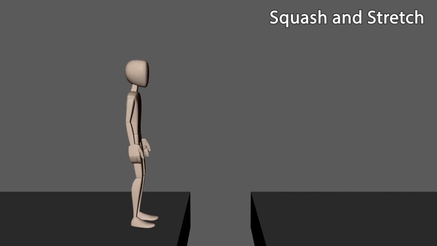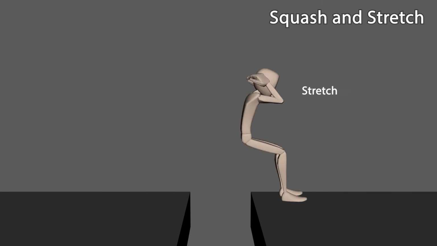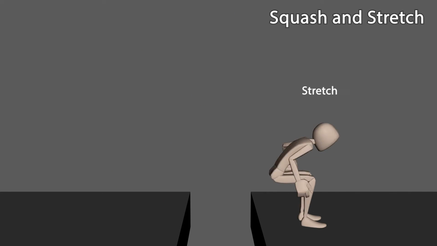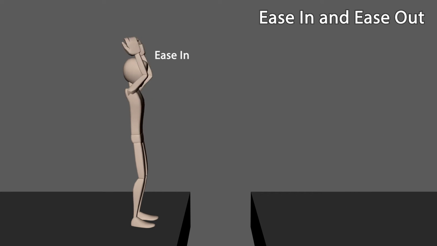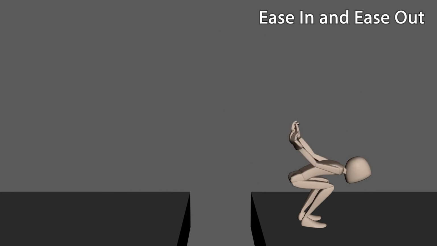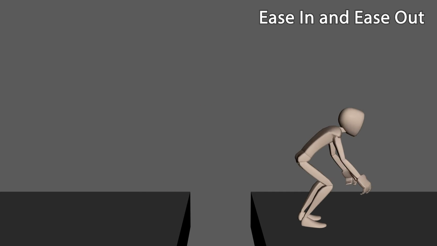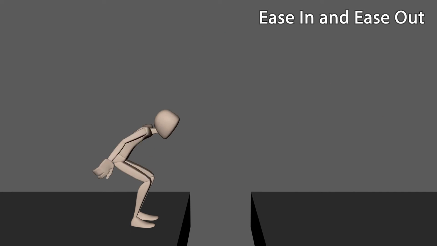The character squashes down to build up power, then releases it into a stretch, only to squash again at their highest peak. They then stretch to land, only to squash again on impact. When the character squashes down, the character eases into their key pose. Upon release, the character eases out into the leap. This is to create the realistic build-up of speed and momentum.